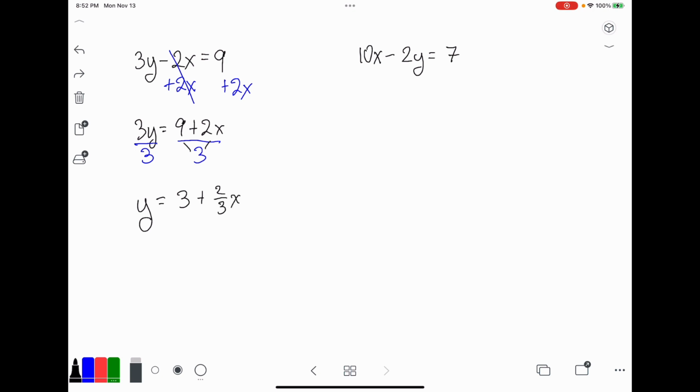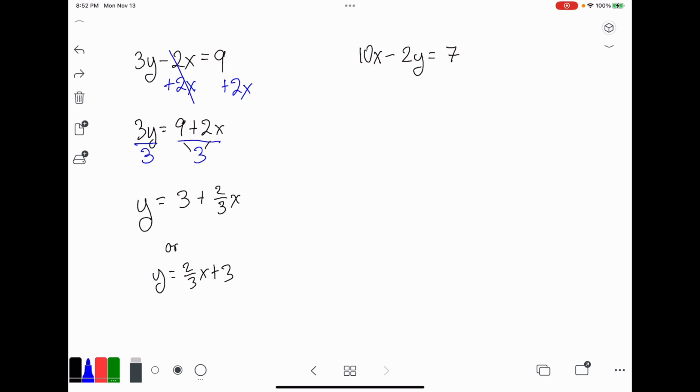You could write it as a decimal, but most of the time it's best to leave slope as a fraction. And once again, you can also flip the order and say 2/3 x plus 3. It won't make a difference at the end. They're the same exact equation.